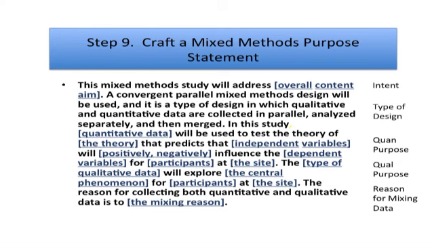Then the next sentences get into the type of design you're using. It might be a convergent design. And then the next part of this purpose statement would be the quantitative purpose, and then the qualitative purpose, and then it ends with the reasons for mixing data.